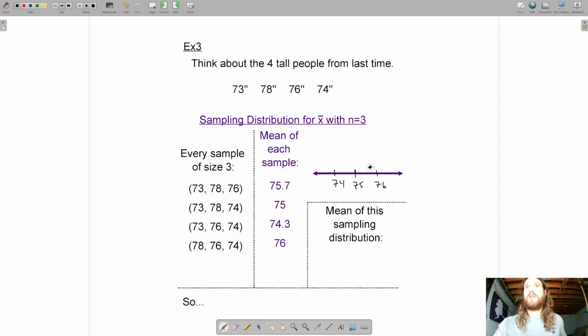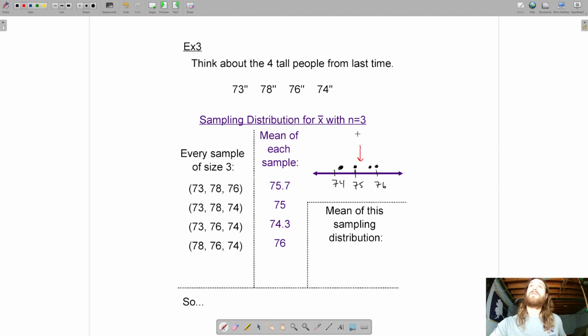75.7, we'll say that's right there. 75 is right here. 76 is right there. And 74.3 is right here. Okay, so where is this centered? Where is the center? The true population mean we already know.